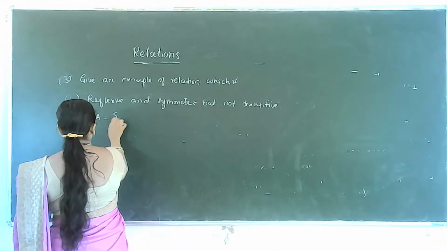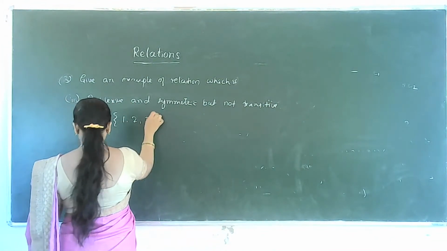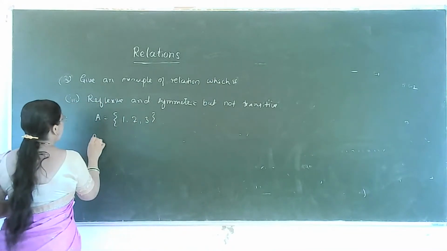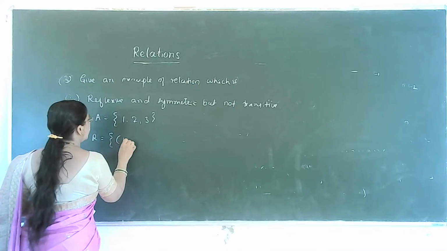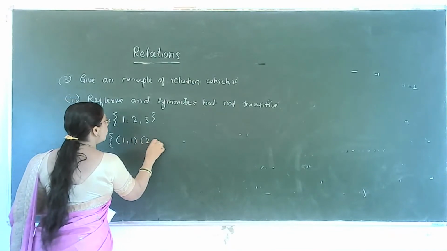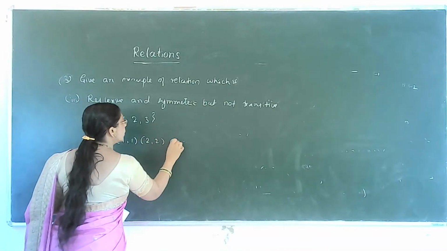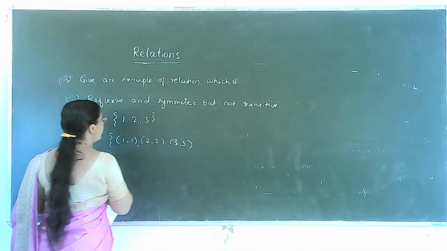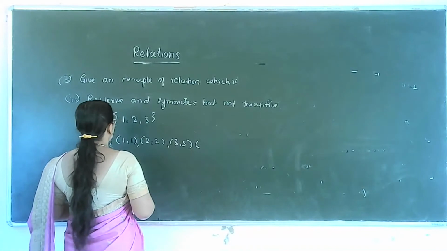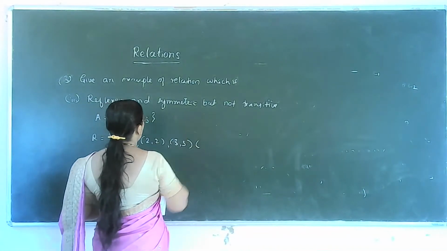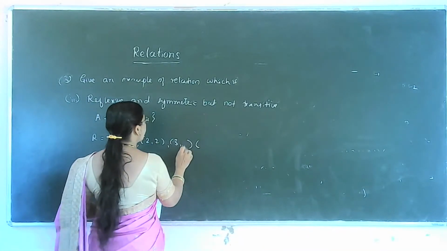Here, A is equal to {1, 2, 3}. Here, R is reflexive, therefore we have to write (1,1), (2,2), and (3,3). Then it's symmetric but not transitive.